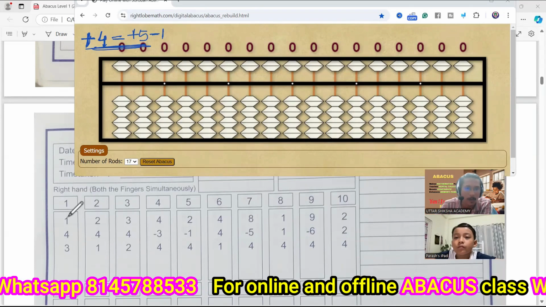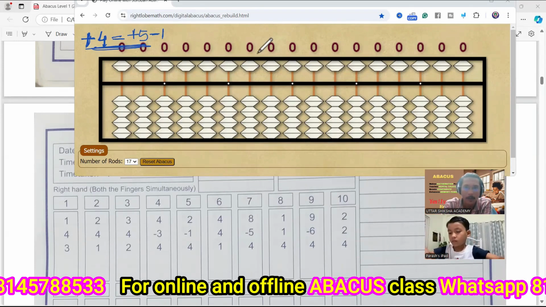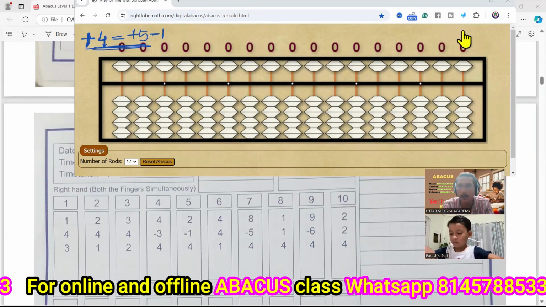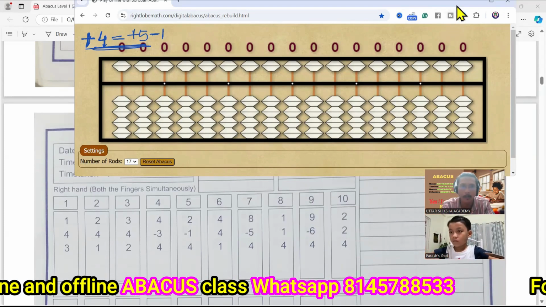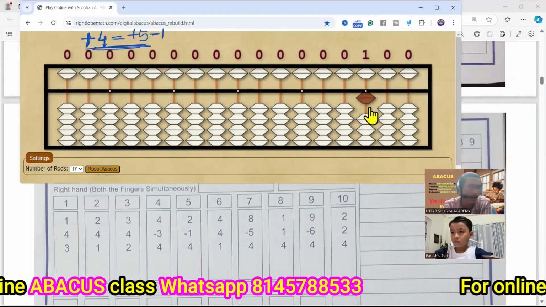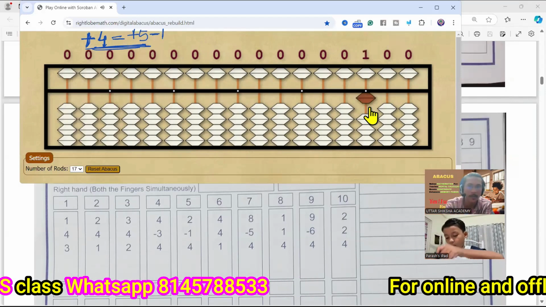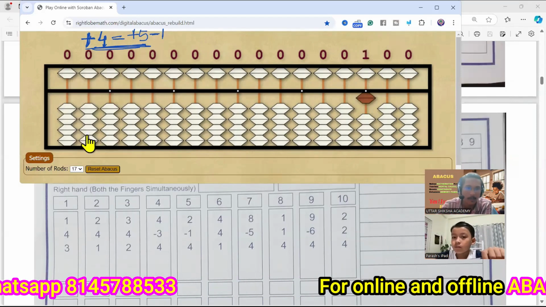Now see, first question is 1 plus 4 plus 3. So how to add 1? You already know how to add 1. To add 1, this is 1, right? Now the next is 4. See, next question is 4.